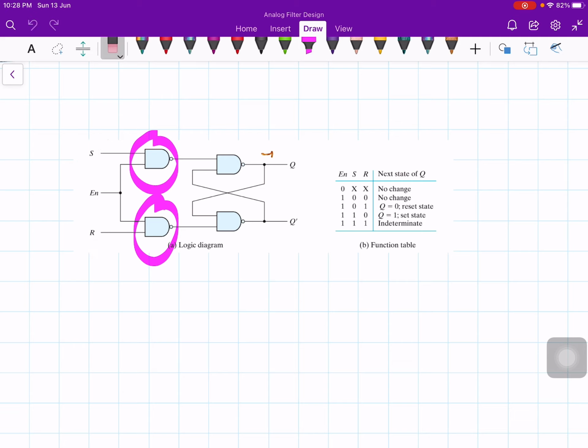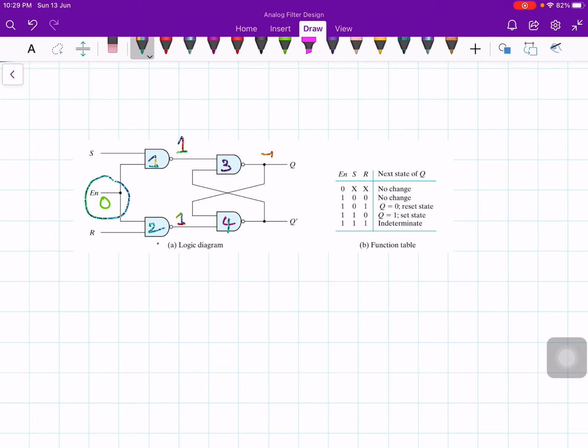Now the important point is when enable is 0, then what is going to happen? The outputs of the NAND gates, this NAND gate is 1, right? If any one input is 0, then the output of the NAND gate is 1. Therefore the output of the first NAND gate is 1, the output of the second NAND gate is 1, as long as the enable signal remains at logic 0, and this condition is called a quiescent condition.